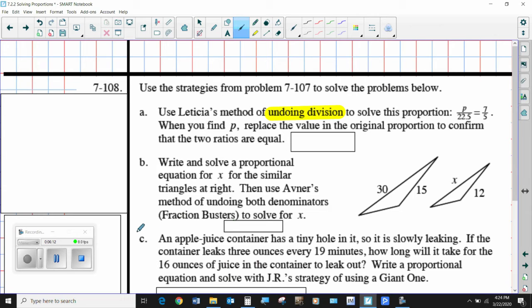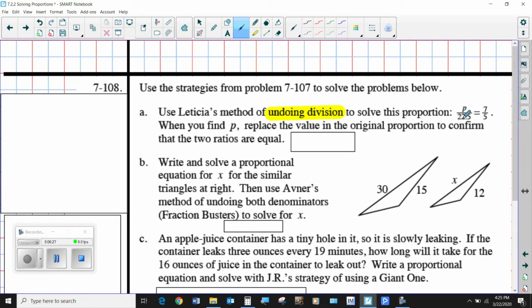So here are some different problems. I'd like for you to read through the problems, copy them down, and then follow the directions. This undoing division problem, maybe I'll do that one with you first because that's one we don't have a lot of experience with. So copy this down.